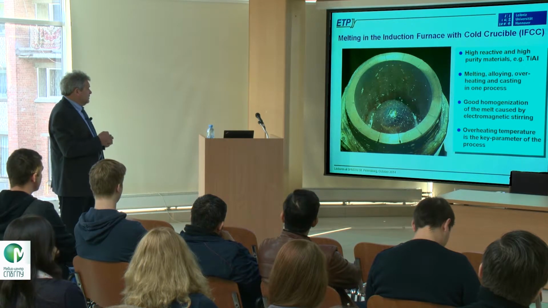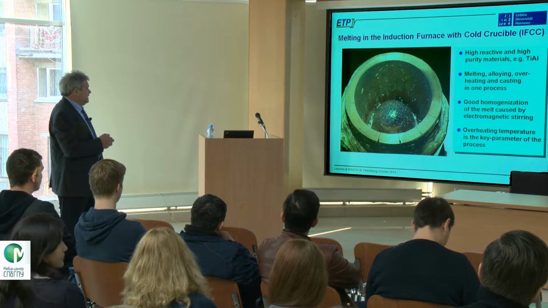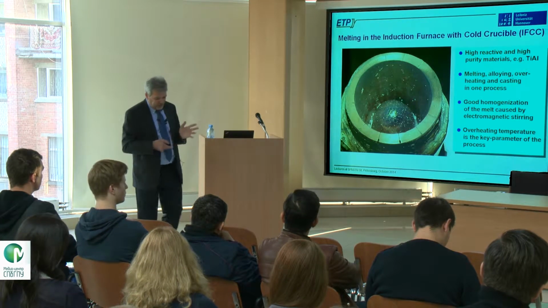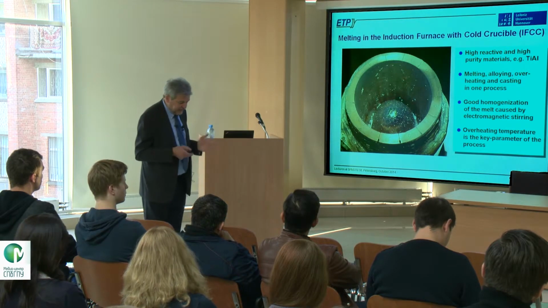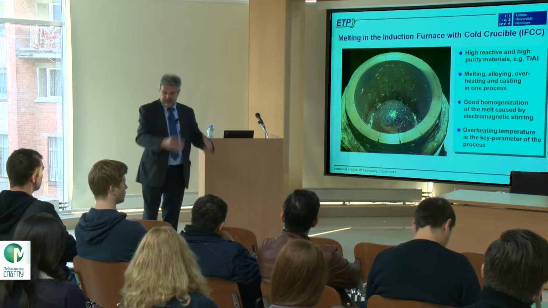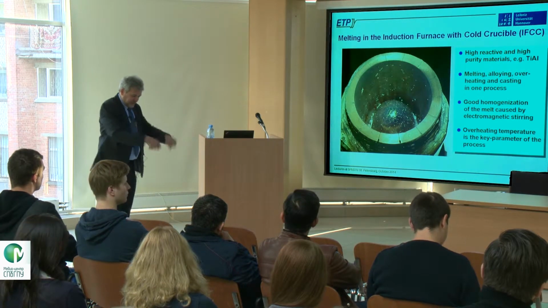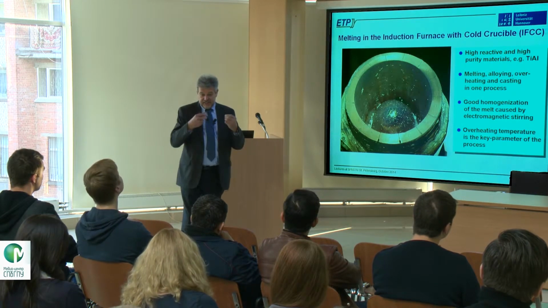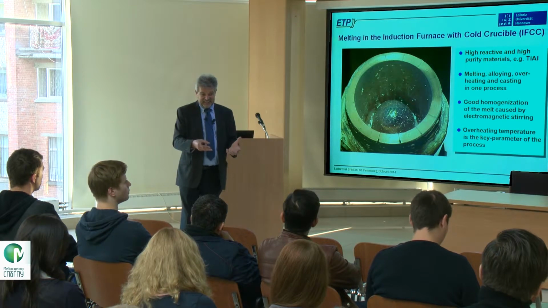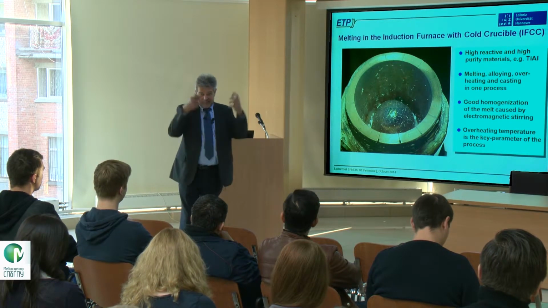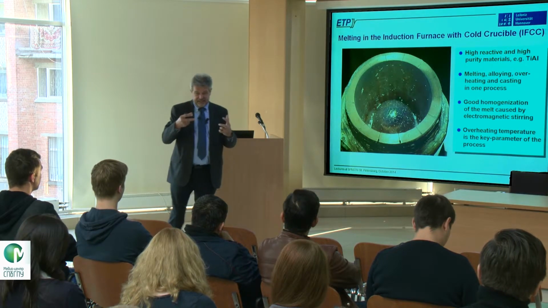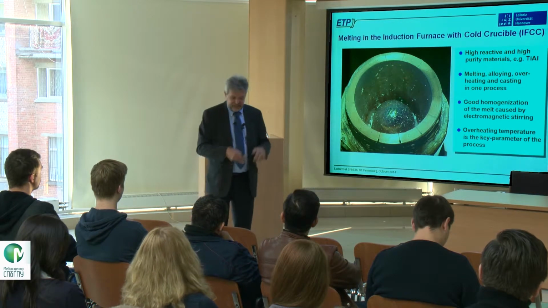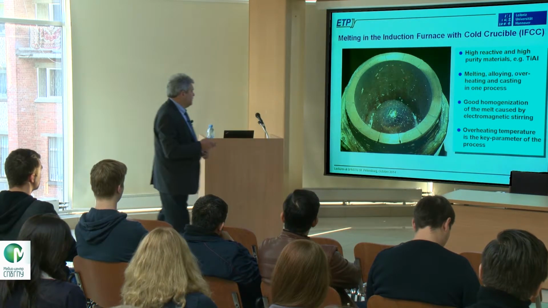You have a good homogenization due to electromagnetic stirring. And the only critical point is overheating. You always need a certain overheating for casting, because if you have a mold, a form, and you cast in your liquid metal, of course this mold is cold, it will immediately solidify, sometimes too fast. So you need a certain overheating, a higher temperature than the melting point, to give the liquid melt some time to solidify and to flow everywhere. And so we need this overheating.